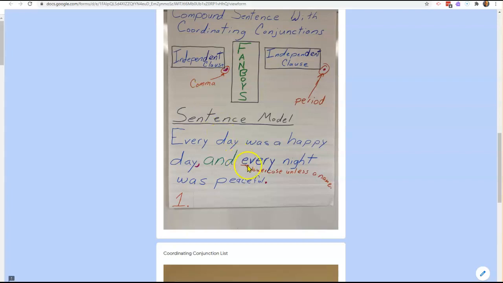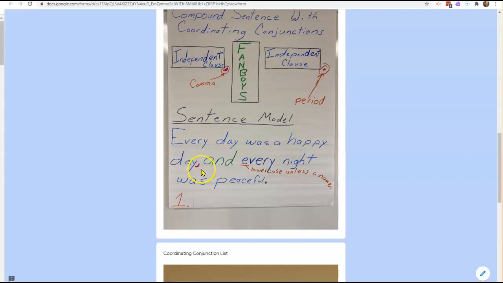And then we have every night was peaceful. We've got an adult independent clause. They both have a subject and a verb. They can stand by themselves. But they're linked together. So with a coordinating conjunction and a comma.